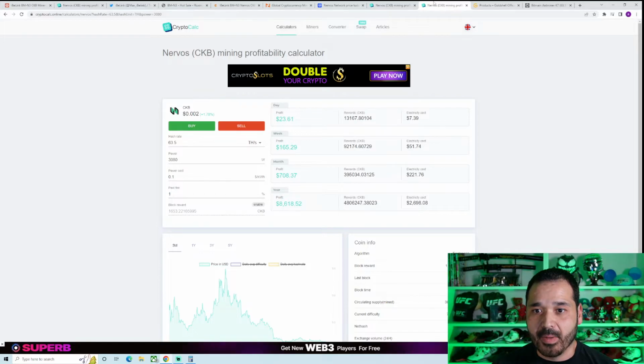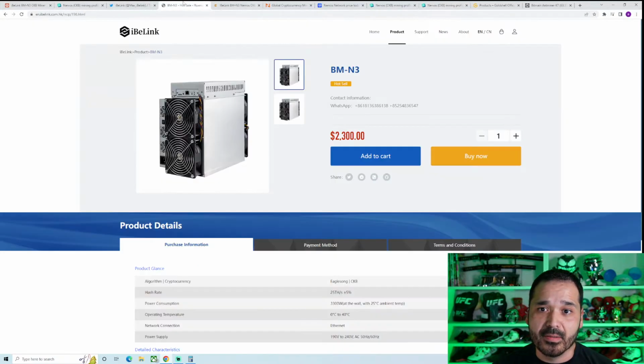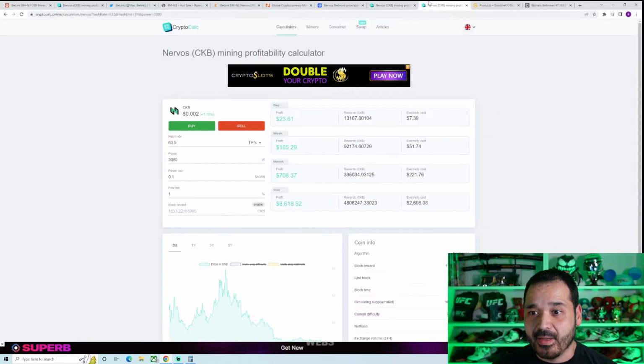So now let's compare with the K7, which is, again, the thing that's going to kill all these things. It's 63.5 terahash, 3,080 watts, and the profitability is much higher. Or not much more cost, right? This is the other thing. Yes, we're looking at the price. It was, what, $2,300 here? This K7, the MSRP is, what, $3,999, right? Makes zero sense to go with this other one. Go with this one, okay?